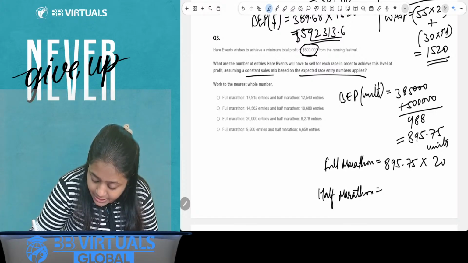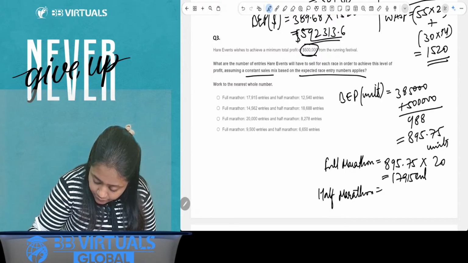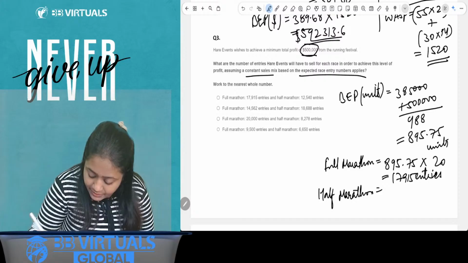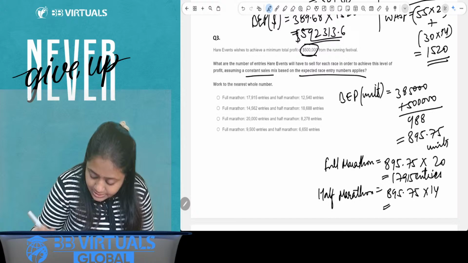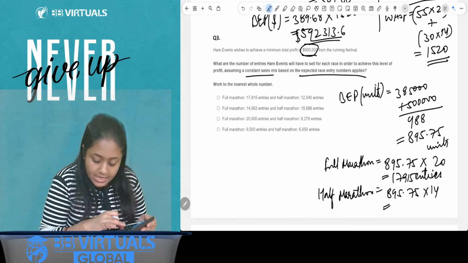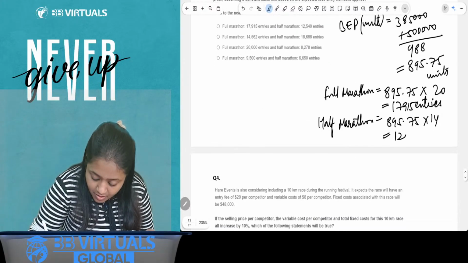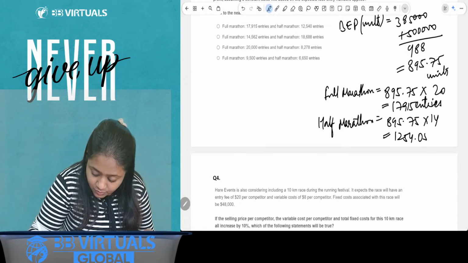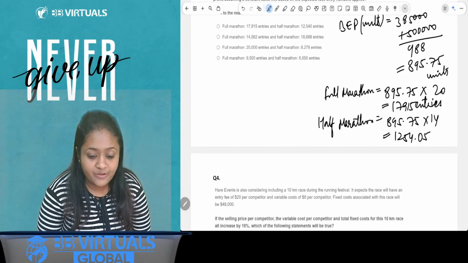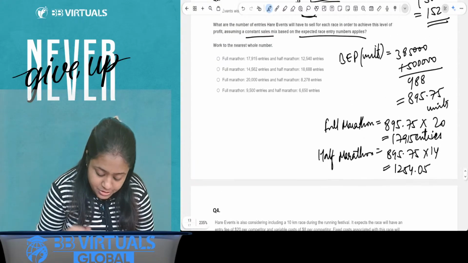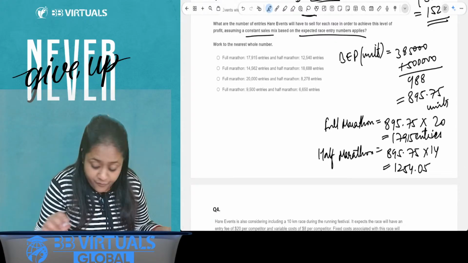895.75 multiplied by 20. So that will give me 17,915 entries. Right, and for half marathon, 895.75 multiplied by 14, and that will give me 1254.05. Okay, so now let's see which is the correct. No, I think it's 12,540.